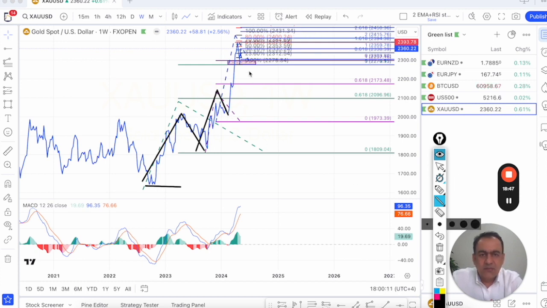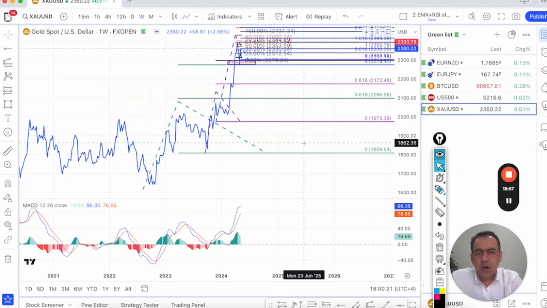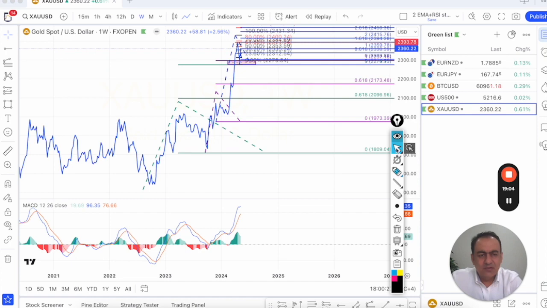Currently gold is trading above 2275, which is again a major support coming from duplication or triplication of multiple Fib lines. So until gold remains above 2275, the plan is that it is going to touch the next extension in the upward direction.